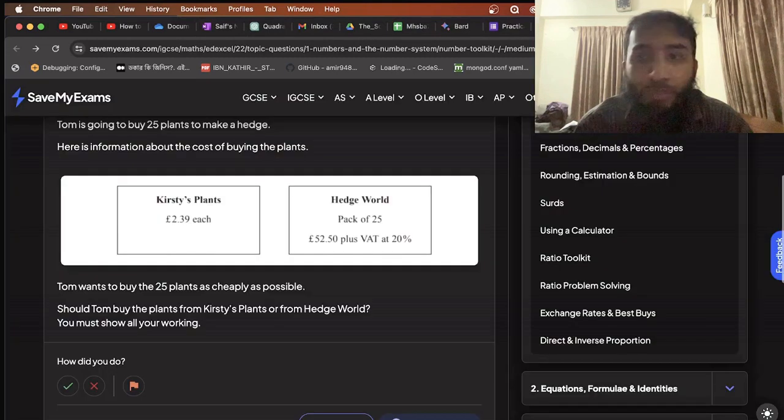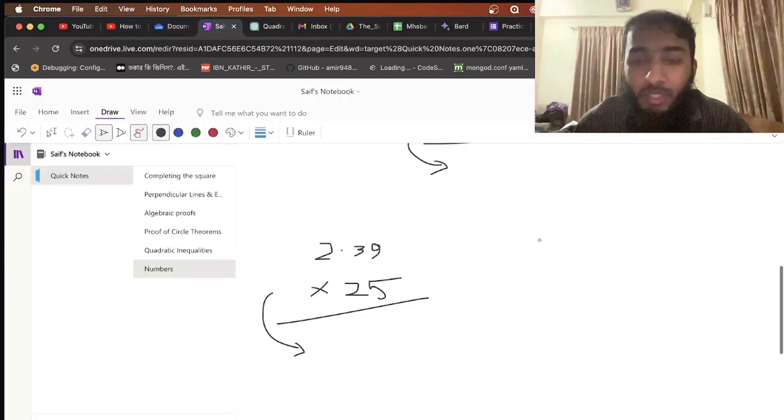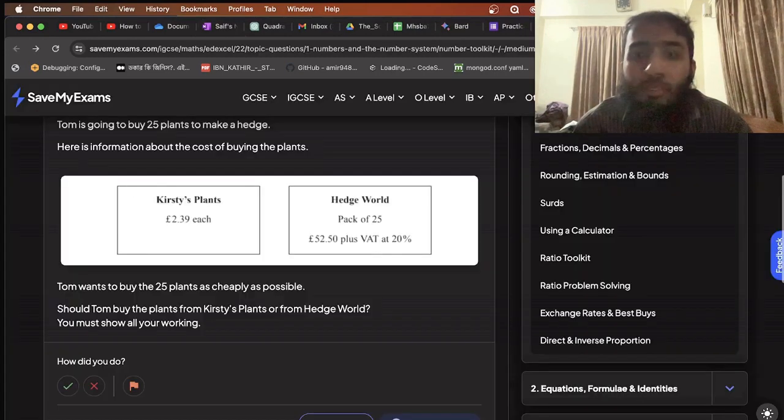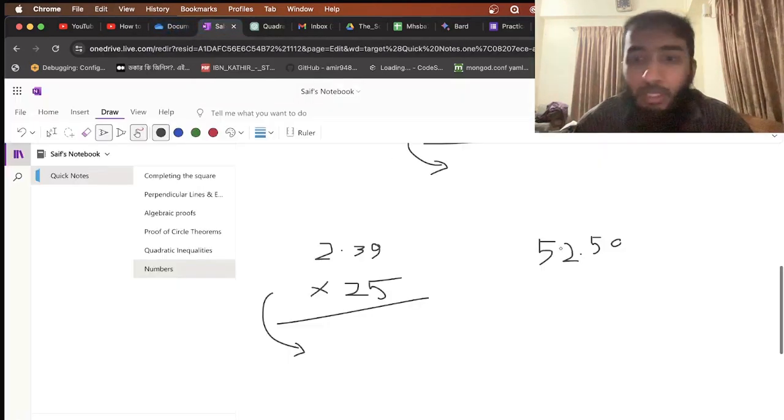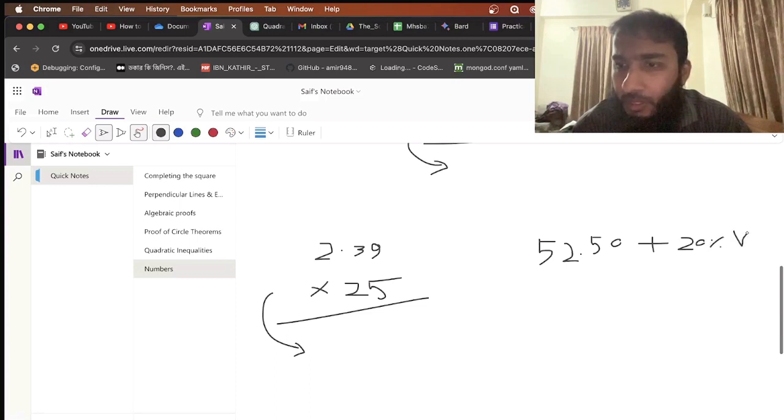And in terms of the Hedge World, it has a pack of 25. The pack of 25 is 52.50 pounds, plus a VAT of 20%. So how can 20% VAT be calculated?